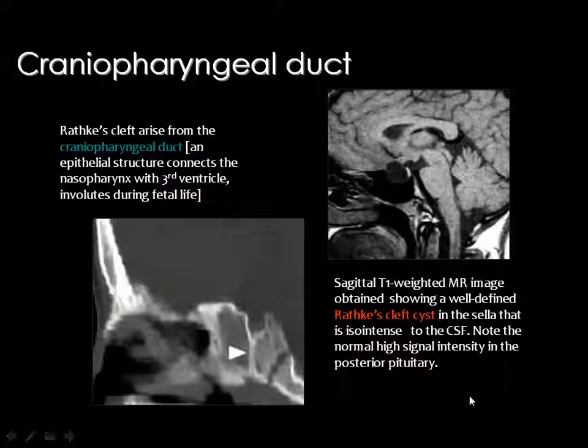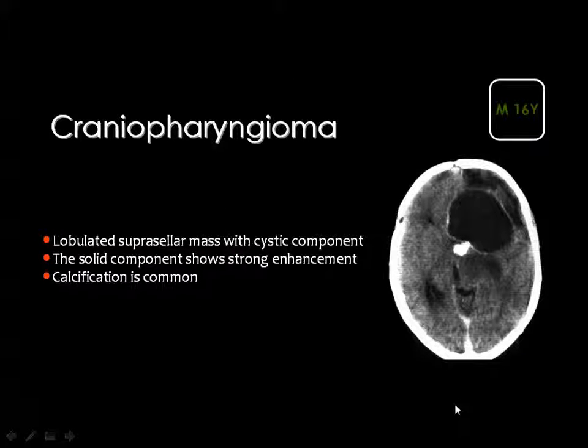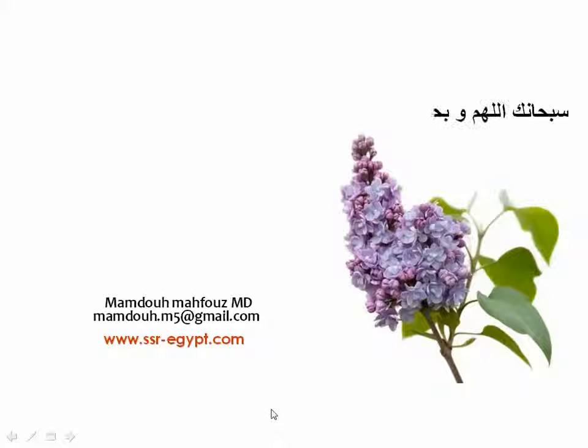This issue will be discussed in full details in the lecture of the sella, and this lesion characteristically does not enhance, and it can show some enhancement only of its wall, but solid enhancement of this lesion does not occur. Then one of the cystic lesions also intracranially is the craniopharyngioma, especially the adamantinomatous type, with characteristic cystic component, solid component, and calcification. And this will be also discussed in full details in the lecture of the sella.